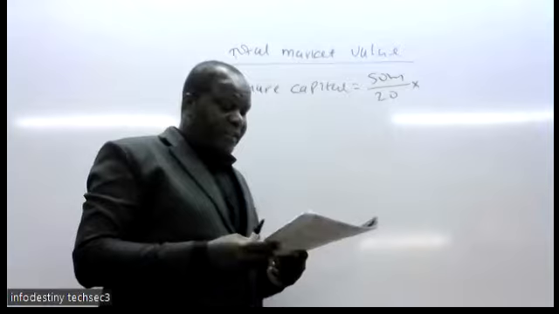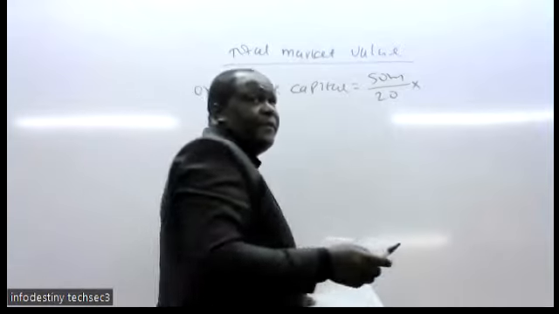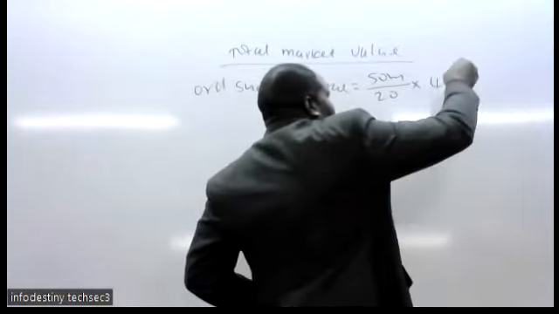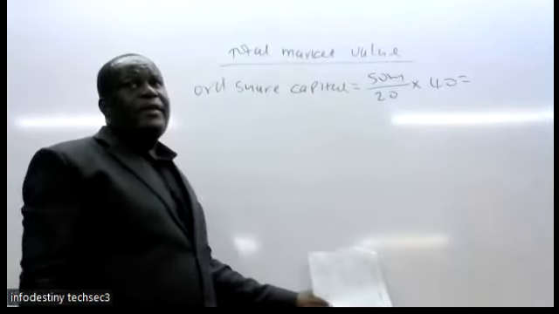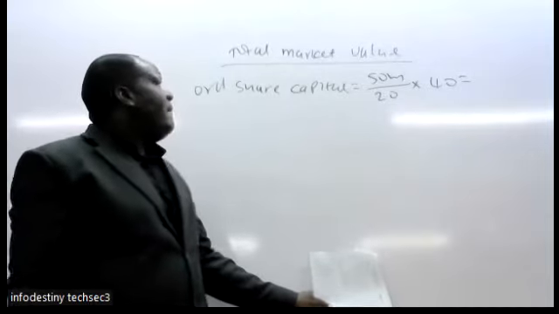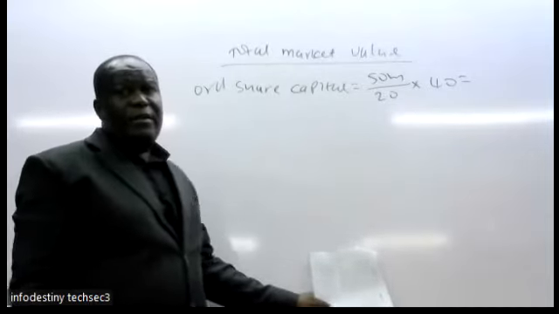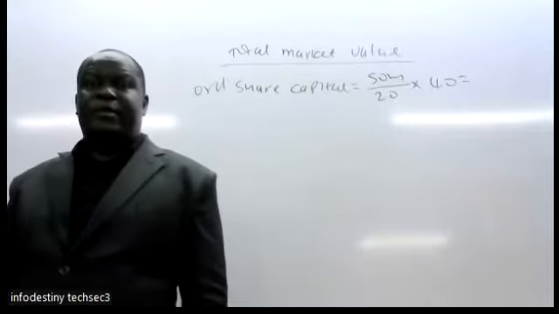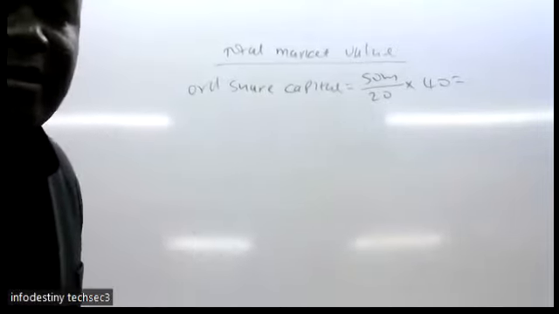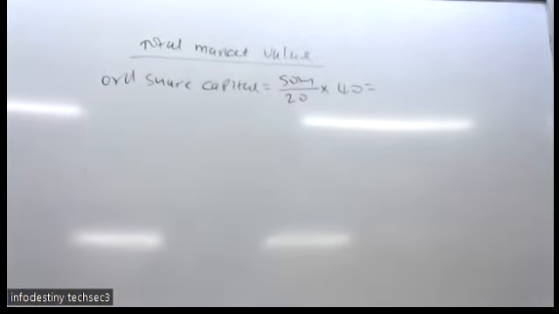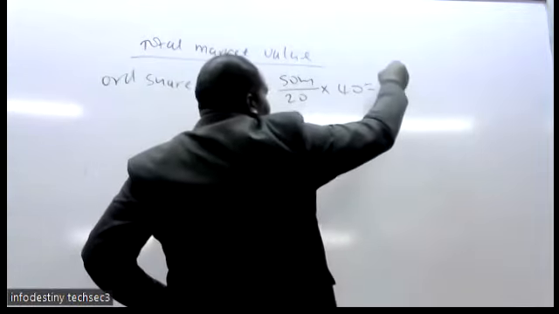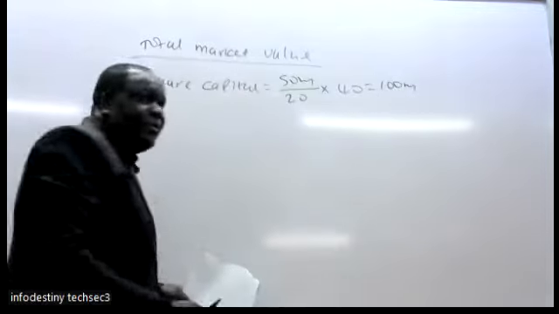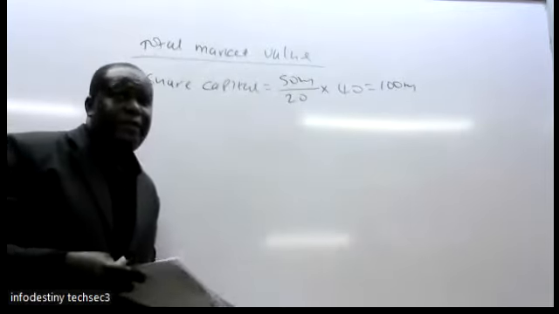You remember the ex-dividend market price of 40? So multiply by 40. After we subtracted the dividend of 5, we got 40. So that should give you the market value of the ordinary shares. It should be 100 million. The next one should be the preference shares.